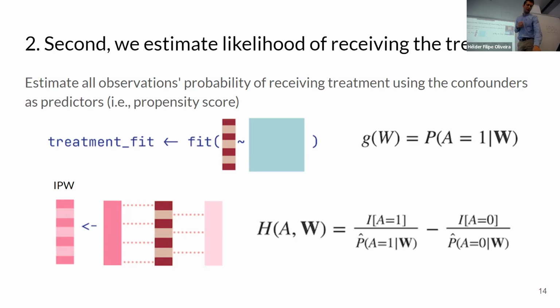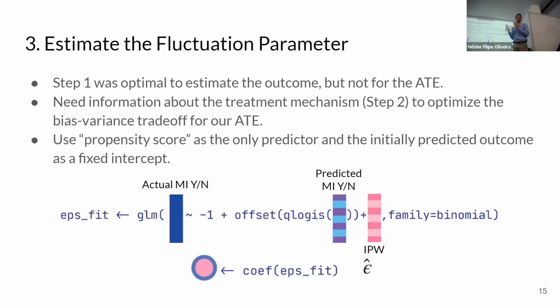And after getting these models, we will estimate the fluctuating parameter. So we will determine what's the difference between both, and this will be modeled as this epsilon that will be the only predictor in the end for our ATE. So step 1 was predicting initial outcomes. Step 2 was predicting the likelihood of receiving the treatment. And now there's some complicated maths, but basically what they're doing is optimizing the bias variance trade-off so that we can have the ATE that is consistent and confident for our problem.